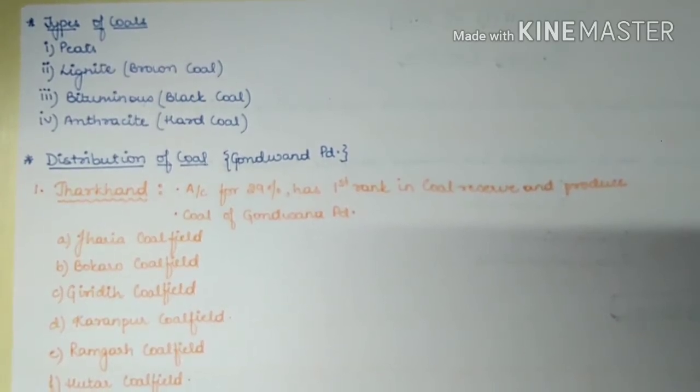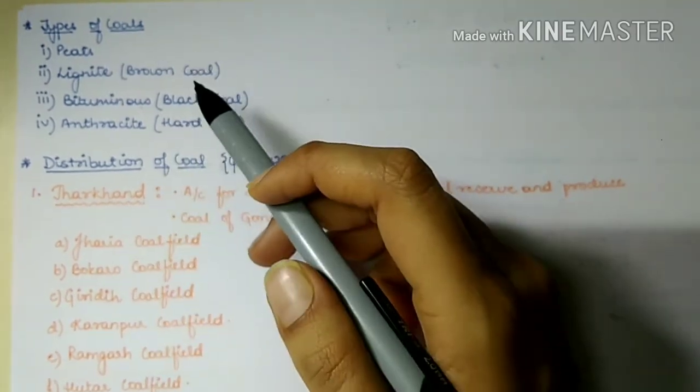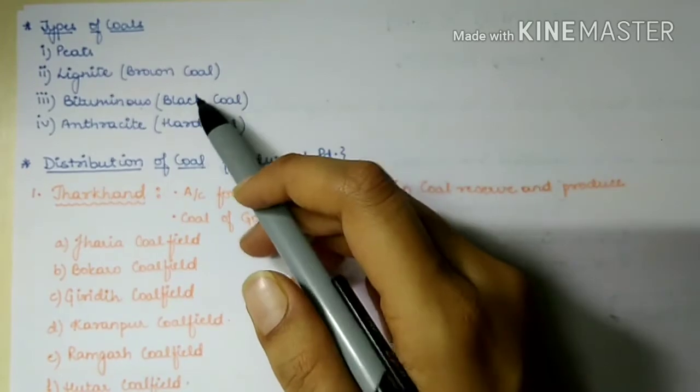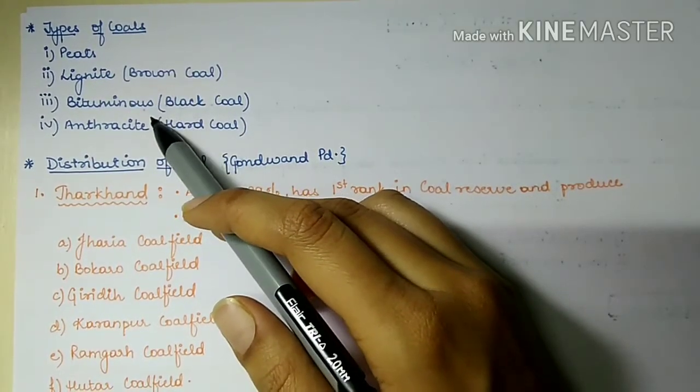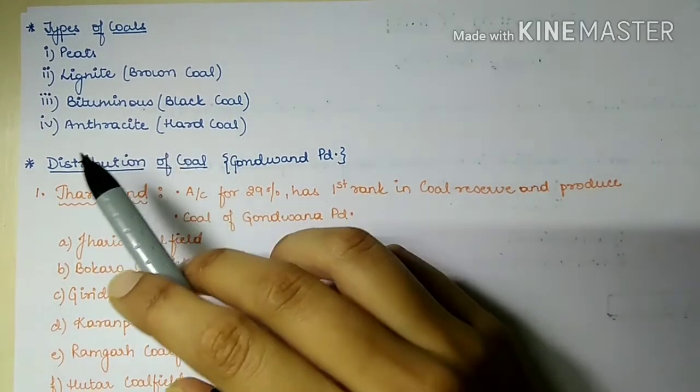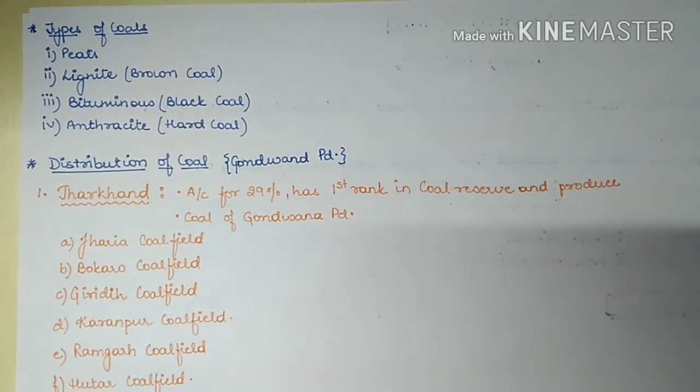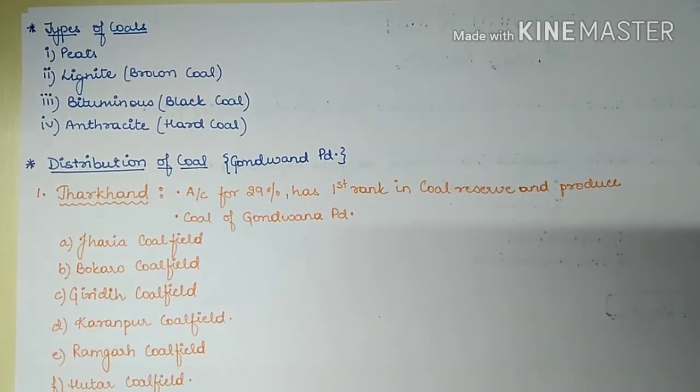Now this bituminous releases very little smoke, and it is of very high grade. Okay, it is a higher grade than lignite. Now the highest grade of coal that we have is anthracite. Anthracite coal is the highest grade coal, and it is the most expensive.